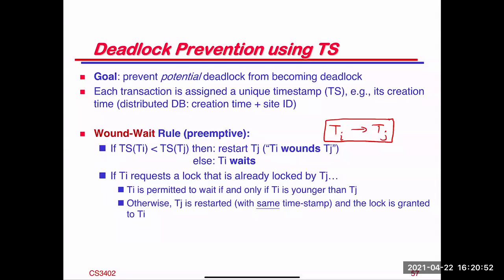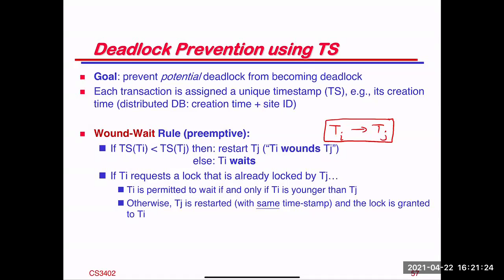So again, here's the textual interpretation of that. If TI requests a lock that is already locked by TJ, TI is permitted to wait if and only if TI is younger than TJ. So if TI is older than TJ, then TJ is restarted. And again, in the same way as in the wait die rule, it's restarted with exactly the same timestamp that it currently has.